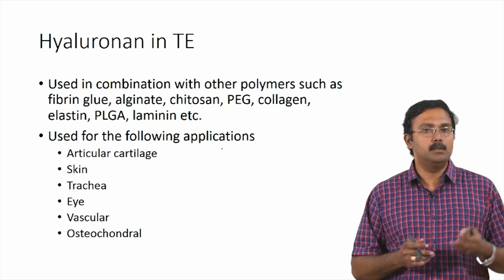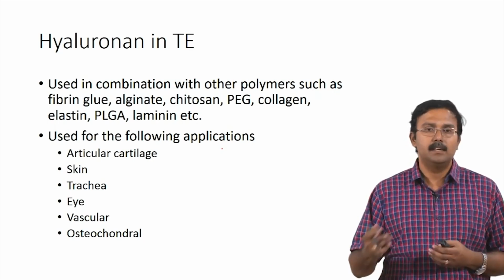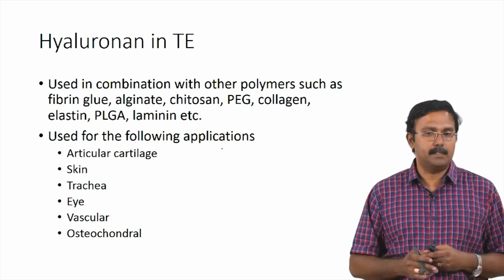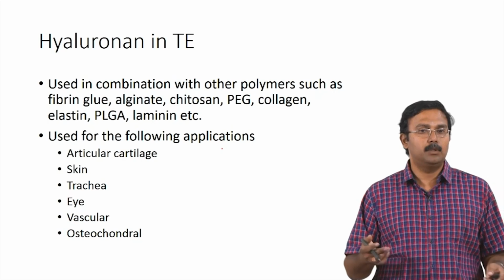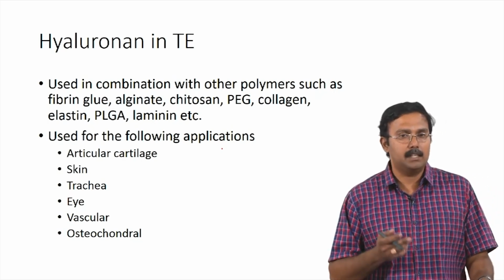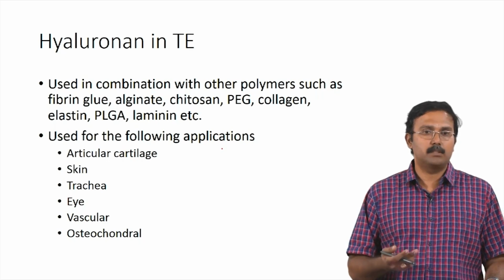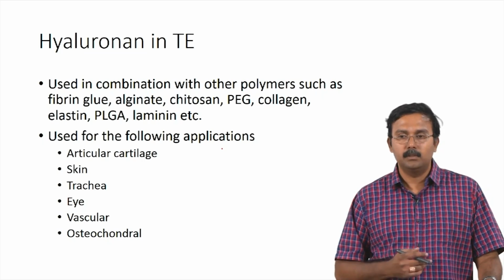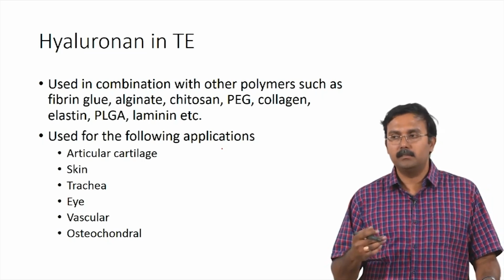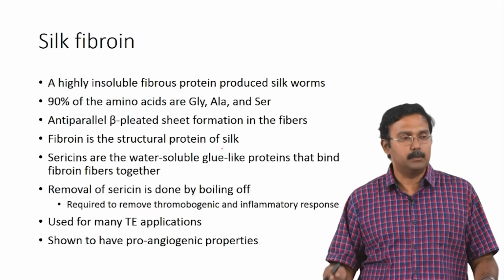It could be fibrin glue, alginate, chitosan, PEG, collagen, elastin, PLGA, laminin, many different things. So, HA is just a component along with it, and it has been shown to be effective for cartilage, skin, trachea, eye, vascular applications and osteochondral applications and so on. So, it has been shown to be reasonably effective for these things as a blend or in combination with other polymers.